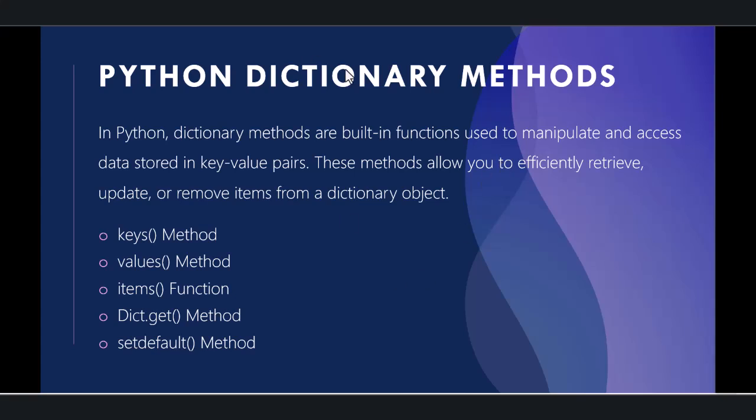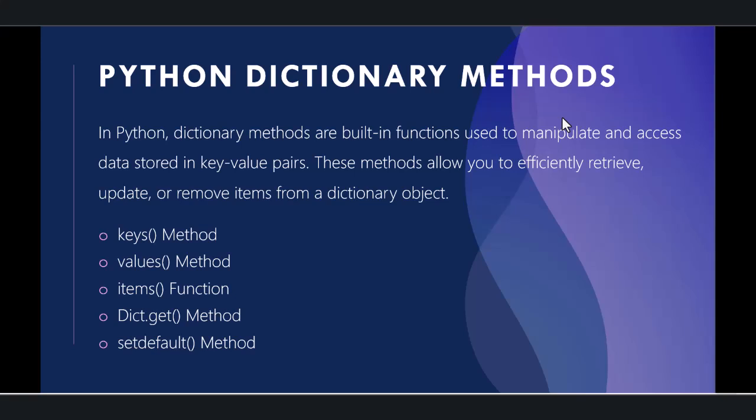In Python, dictionary methods are built-in functions used to manipulate and access data stored in key value pairs. These methods allow you to efficiently retrieve, update, or remove items from a dictionary object. All dictionary methods in Python are built-in functions, and we will use these functions to manipulate and access data stored in key value pairs. You know the structure of a dictionary: the values will be in the form of keys and values enclosed in curly brackets.